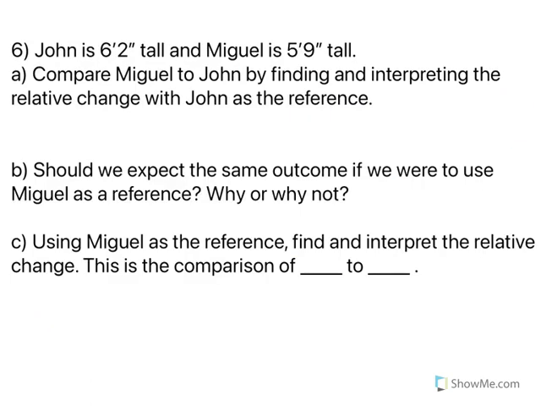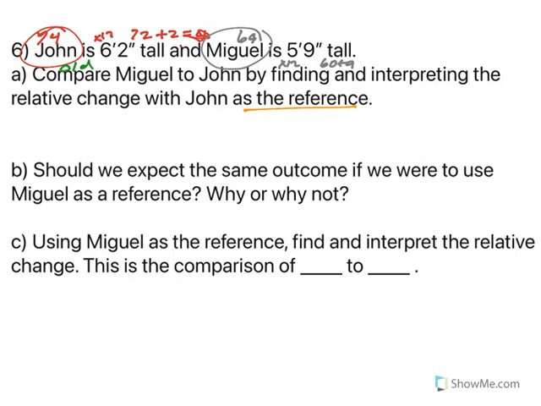All right, in our last question here, John is 6'2" and Miguel is 5'9". Compare Miguel to John by finding and interpreting the relative change with John as the reference. Okay, so first things first, I have 6'2" and 5'9". I have mixed measurements, so I'm going to say, okay, 6 feet times 12 inches gives me 72, plus those extra 2. That means John is 74 inches tall. Okay, Miguel's 5'9", so 5 times 12 gives me the 60, plus those extra 9 inches, so Miguel is 69 inches tall. Much better.